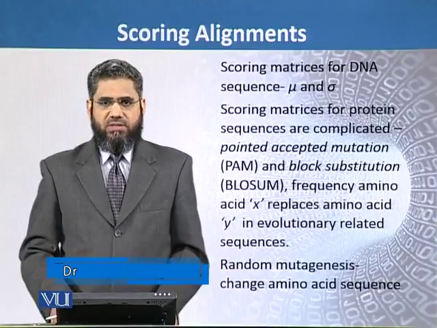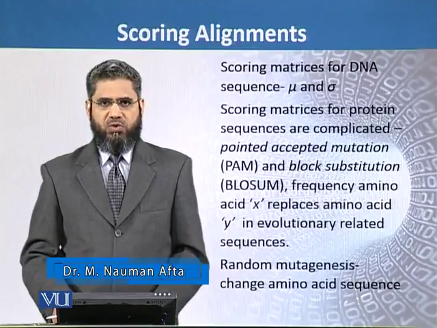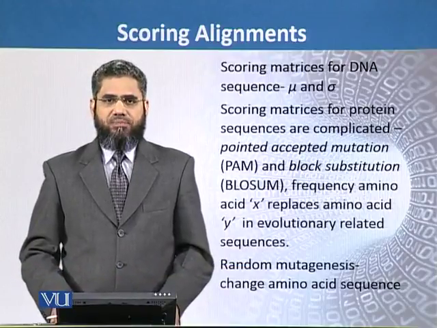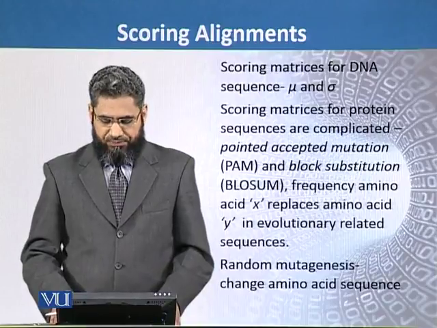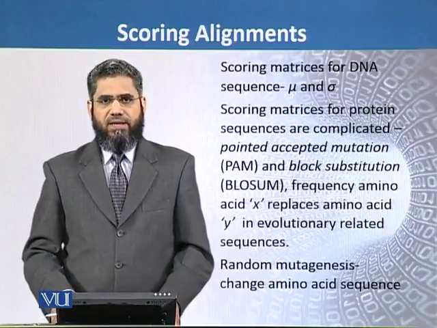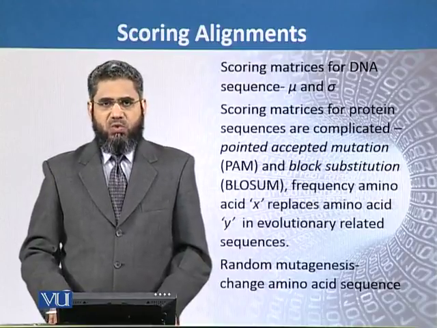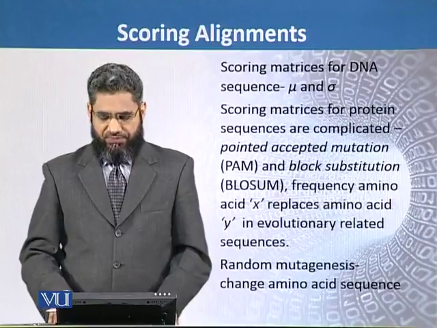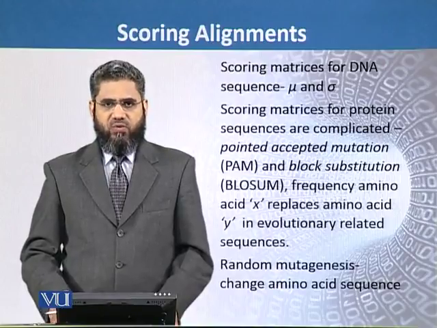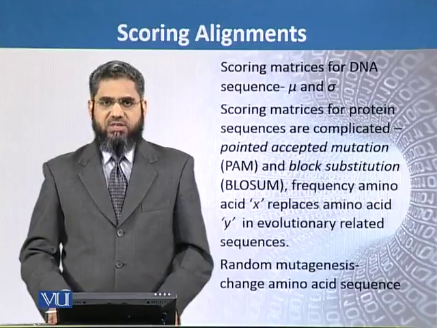This is not the case for proteins. For the amino acids, meaning for the proteins, the situation is more complex as compared to DNA. In the case of proteins, the common matrices that are available are the point accepted mutations, abbreviated as PAM, and the block substitution, abbreviated as BLOSUM. These two matrices usually account for the frequency of amino acids X and Y that are present in evolutionary related sequences.